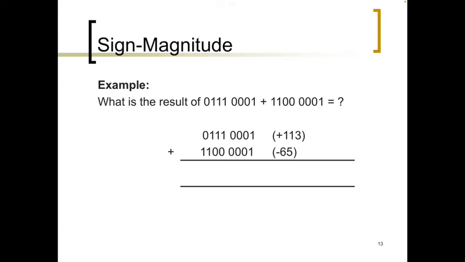Actually what we want to do, we have this. If we convert here, it's 113, plus, because of the 1 here, this is negative 64. The correct answer should be 48. So we look at it from the binary perspective.